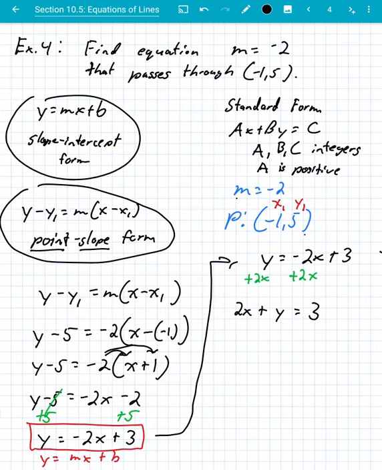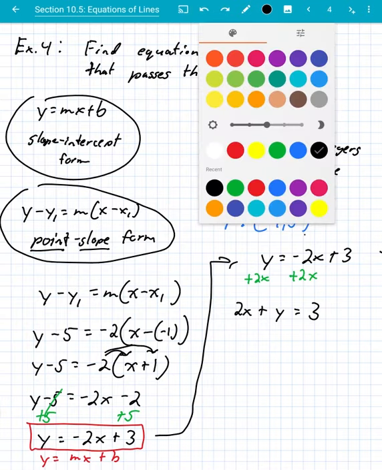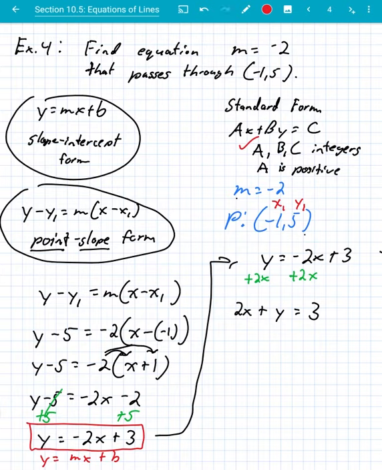And that gives us our answer. We can see that 2 is an integer, 1 is an integer, and 3 is an integer. So it meets this criteria. And A is positive, meaning the front number right there is positive. So there is our final answer for it being in standard form. All right, so transforming it into slope-intercept and then standard form is usually easier than the other way around.